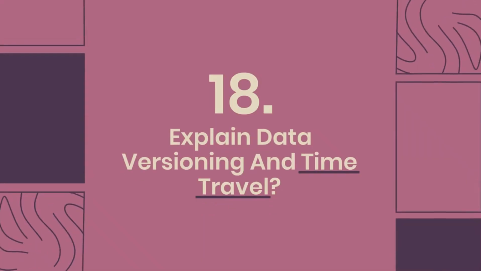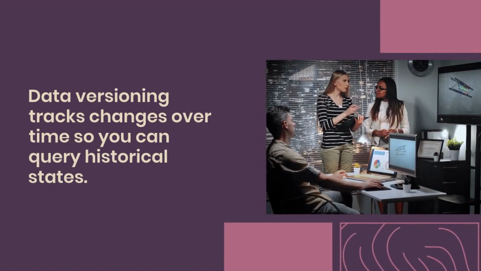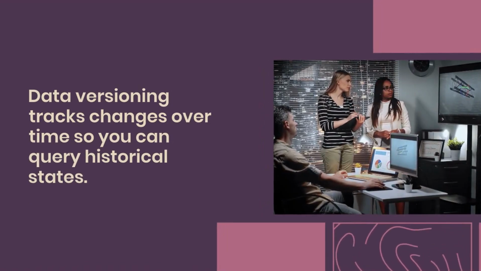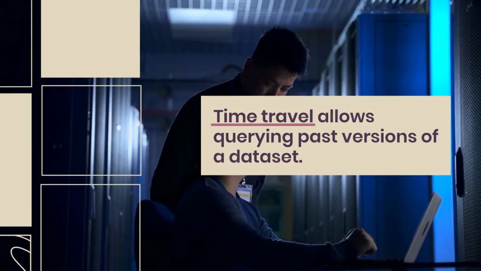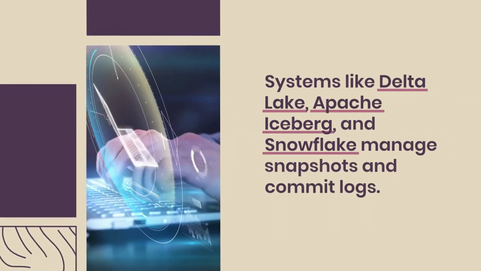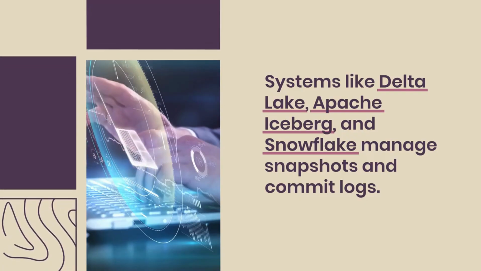18. Explain data versioning and time travel. Data versioning tracks changes over time, so you can query historical states. Time travel allows querying past versions of a dataset. Systems like Delta Lake, Apache Iceberg, and Snowflake manage snapshots and commit logs.